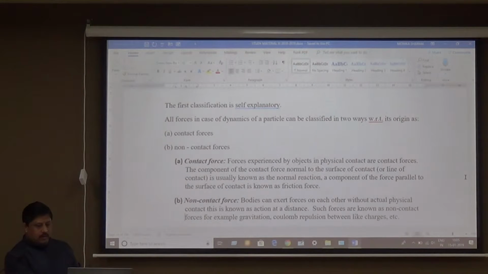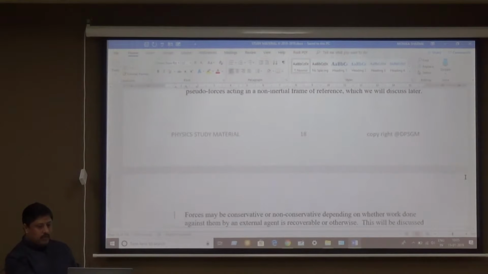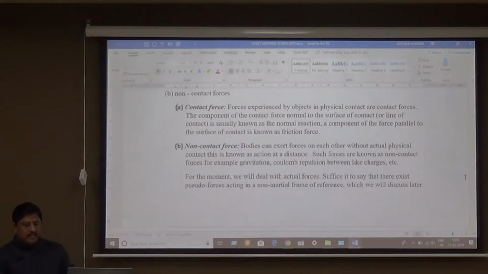Next one is non-contact force. In non-contact force, bodies can exert forces on each other without actual physical contact. This is known as action at a distance. Such forces are known as non-contact forces. For example, gravitational force and Coulomb repulsion between like charges. See, in gravitational force, the bodies are not in actual contact. In electrostatic forces, charged bodies are not in actual contact. So these are examples of non-contact force.